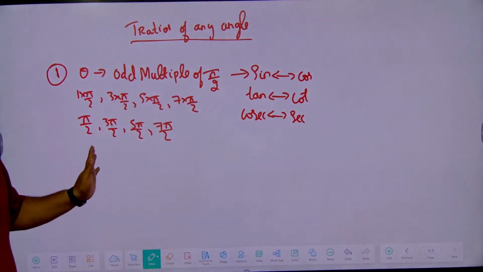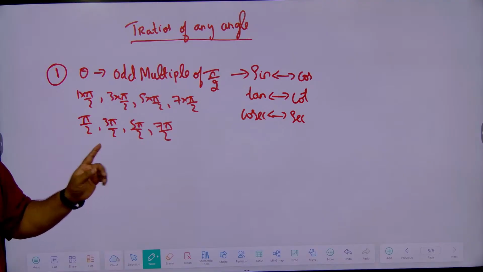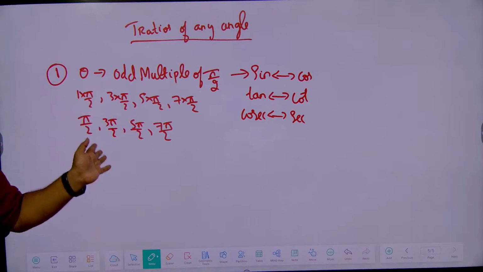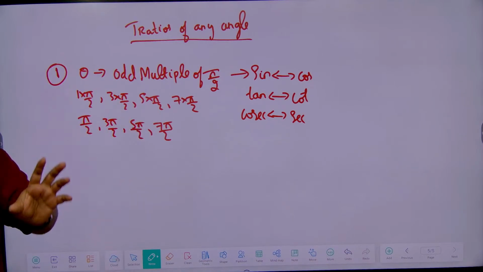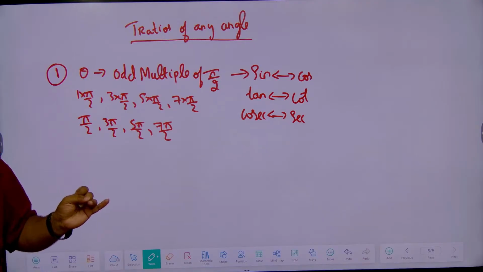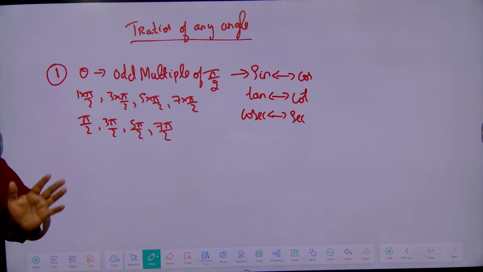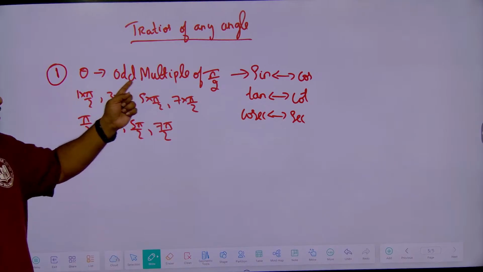Now if you are having in the angles a multiple of pi by 2, which multiple? Odd multiple, only odd multiple. Then sin will become cos and cos will become sin. If it is cos in the function, you will get the answer in terms of sin. If it is sin, you will get it in terms of cos. Tan in terms of cot, cot in terms of tan, secant in terms of cosecant, cosecant in terms of secant. I will give you examples, you will understand then. This is when it is an odd multiple of pi by 2.